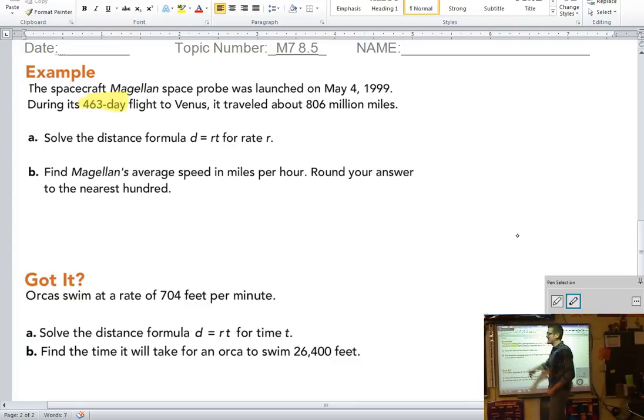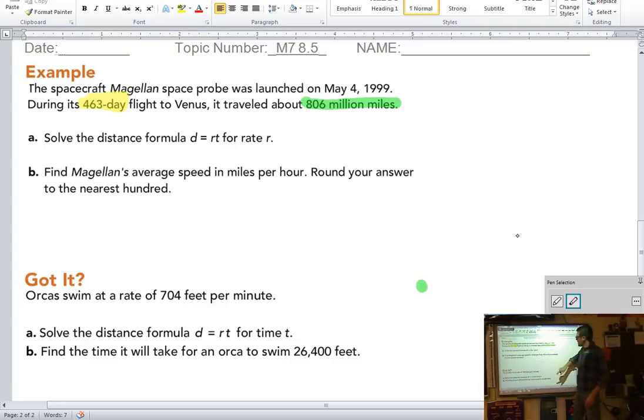Highlight the important stuff. Is the date important? No, not for math. Except May 4th. So May the 4th be with you. So the time, the amount of days, and the distance, the amount of miles, that's what's important.